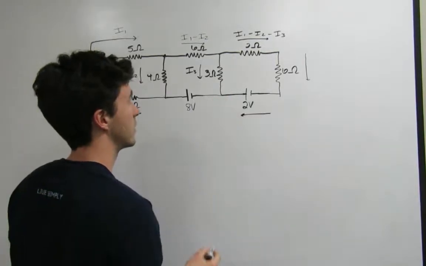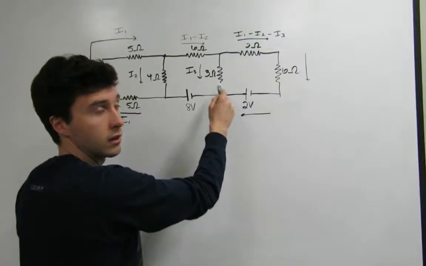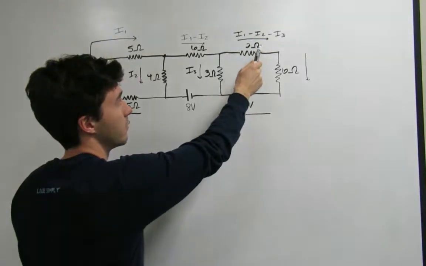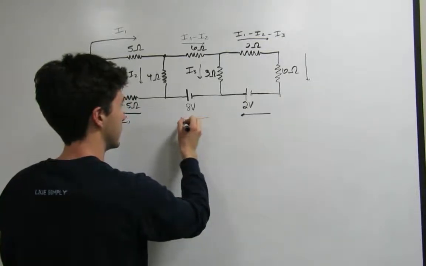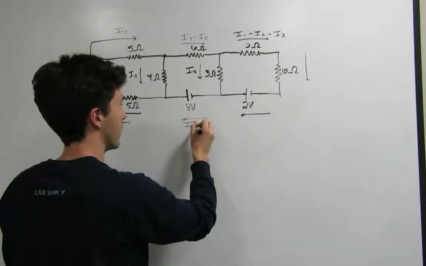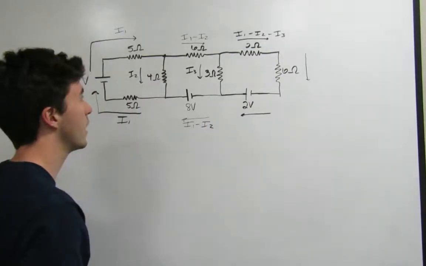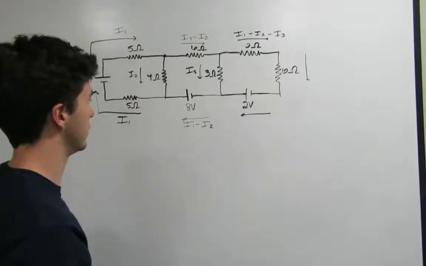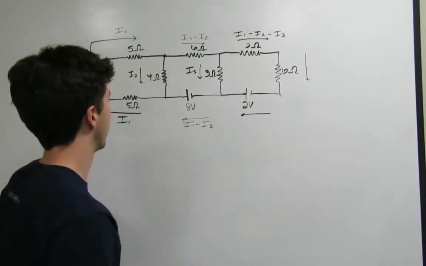And then we have another junction right here. So then we can add up these two currents. So we get I1 minus I2 minus I3 plus I3. So that just gives us I1 minus I2 again. Okay? Now that we've done that, we've labeled each section, we gave each section a current.